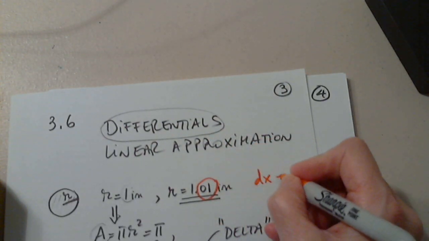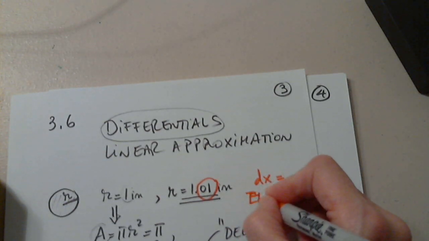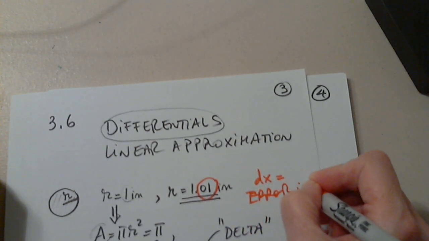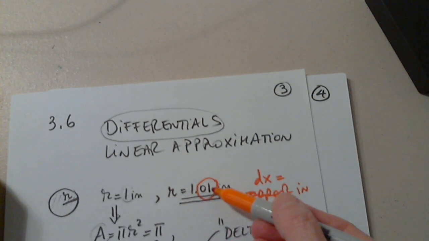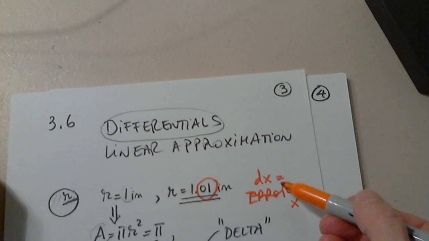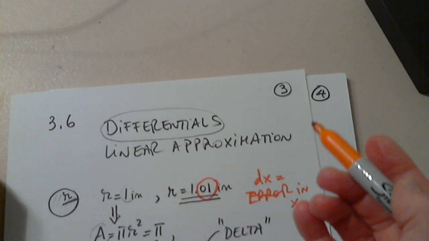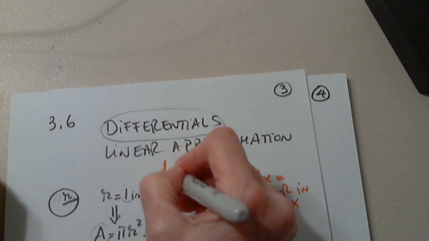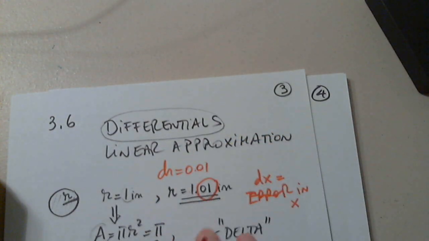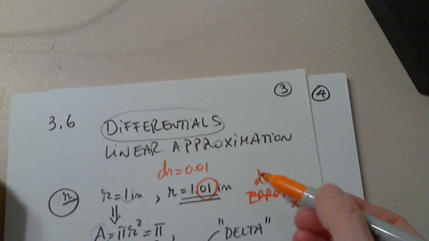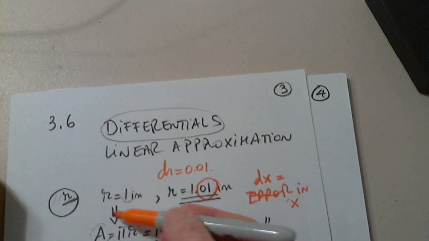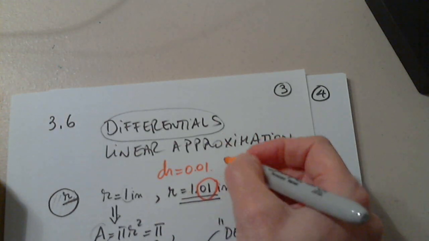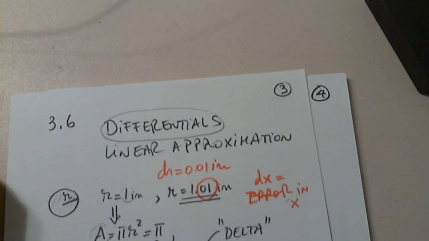So dx is the error in x. In this case, it is 0.01. You can say, why are you using dx, not dr? Well, fine, I can use dr. dr equals 0.01 inches. In general, dx is the tiny error in x. In my silly example here, it is 0.01 inches. Okay?